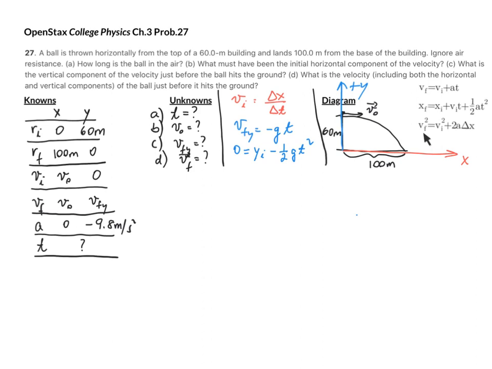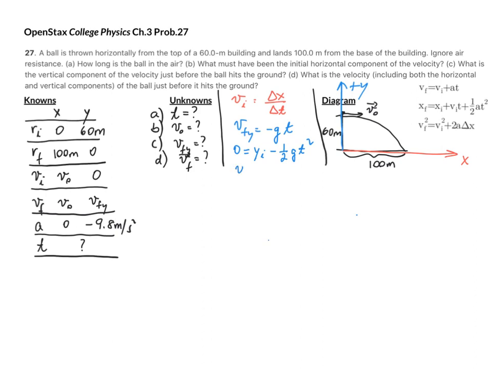The third equation, v final squared in the y direction, that's something that I'm looking for over here. I don't know what that is. In part C is what I want to find it. That's equal to v initial in the y direction squared plus 2 a delta y. So v initial in the y direction, that's 0. So I have that as 0. I know the acceleration is negative g, and delta y is y final minus y initial, so that's 0 minus 60. So I know many things in here. I'm going to rewrite that equation.